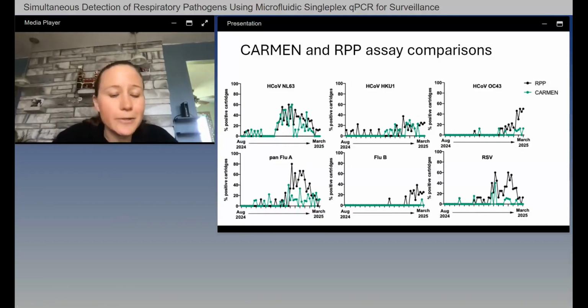We did notice that for human coronavirus OC43, we were able to pick up an increased frequency of cartridges positive for that particular target via the RPP assay compared to the Carmen. We see that same trend happening, where more cartridges are positive for the RPP assay compared to Carmen, for flu A, flu B, and RSV.